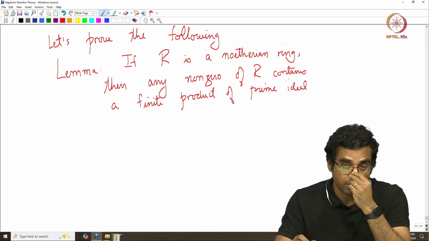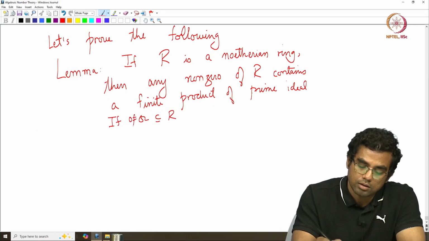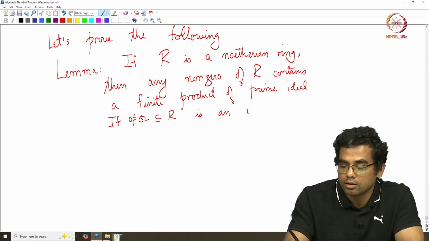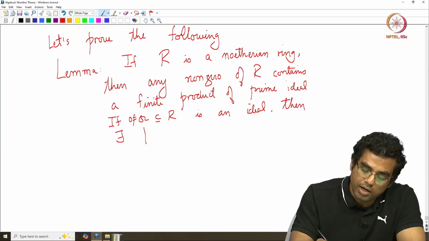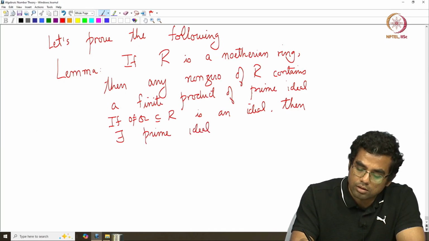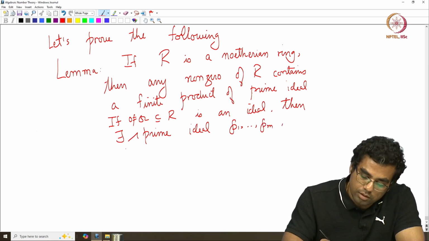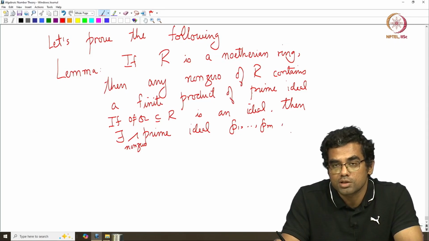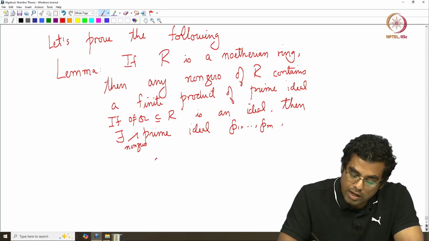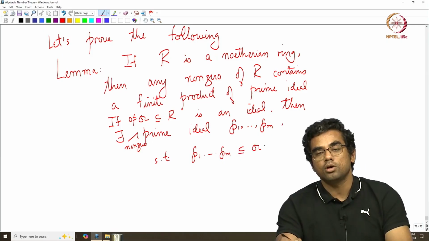Okay, let me write this more mathematically. So, if A contained in R is a non-zero ideal, then there exist prime ideals P1 up to Pm, non-zero prime ideals. Let me write non-zero here, because R could be a domain and you could just take 0 as the ideal, which is a prime ideal, such that P1 up to Pm is contained inside A. Okay, it need not be equal to A.